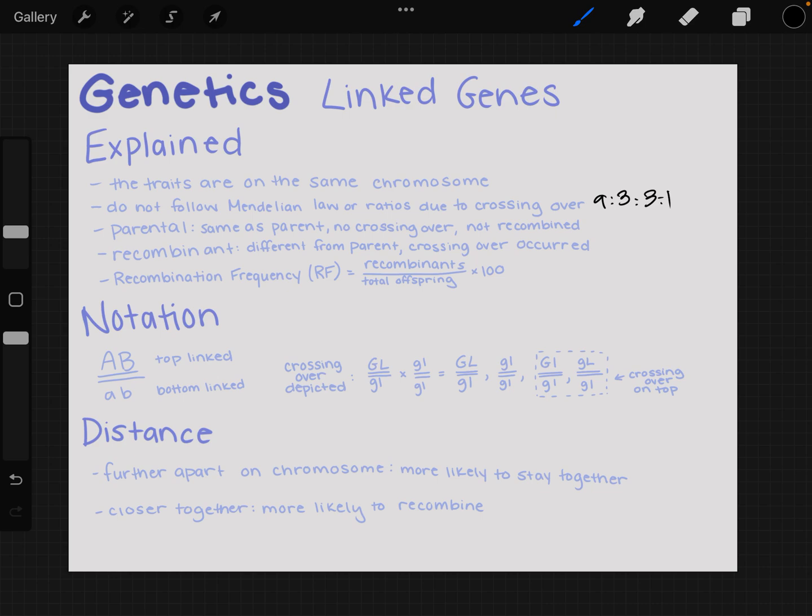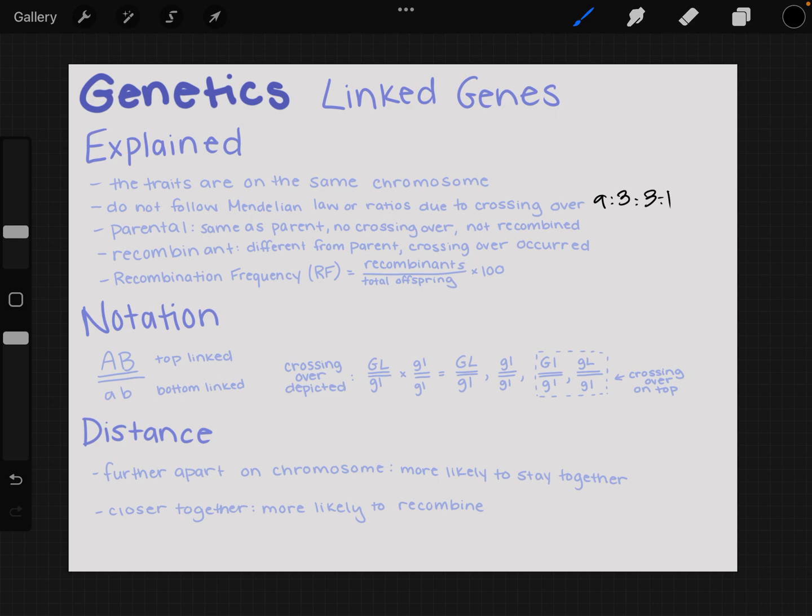Recombinants. If we're looking for just the recombinant examples, recombinants are going to be the ones that are different from the parents. So you have parental and recombinant. If you're asked to find the recombinants, find any combination that isn't like the parents. And then you will probably not need to do this for the exam, but the recombination frequency, RF, is the recombinants divided by the total offspring times 100. So that's going to get you a percentage, or a recombination frequency.